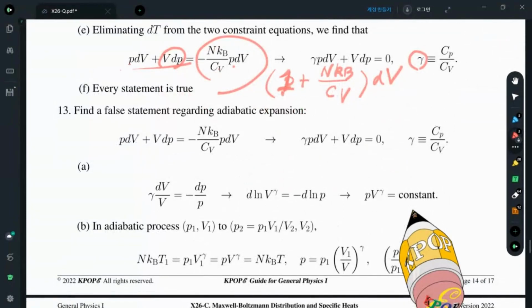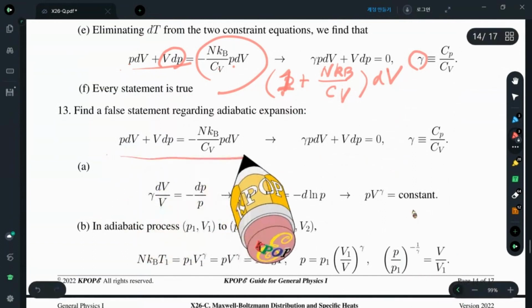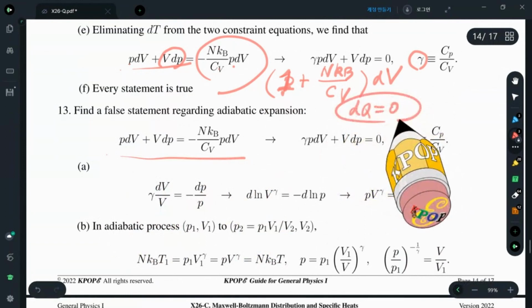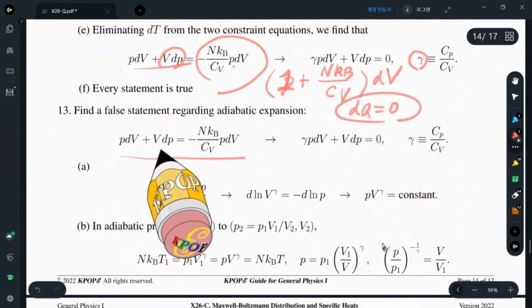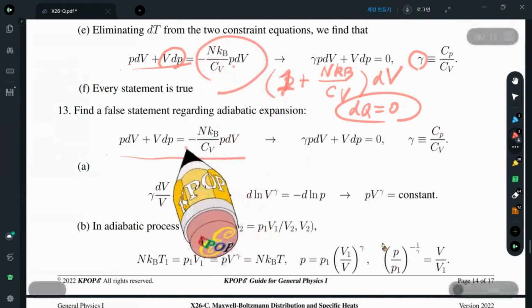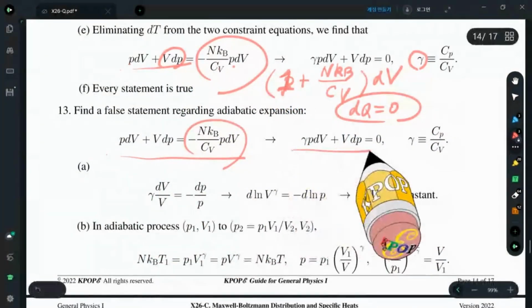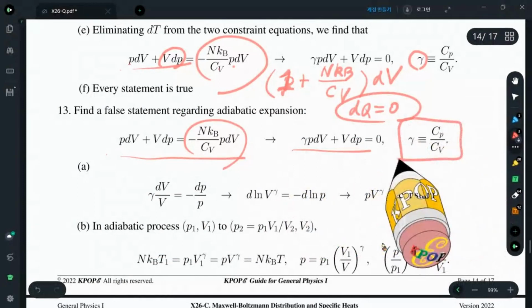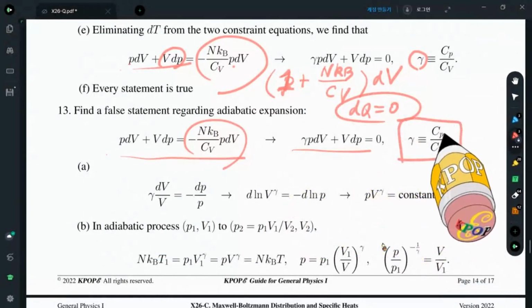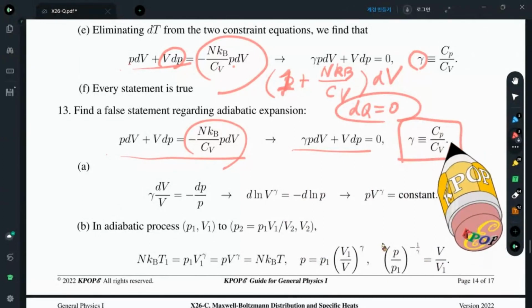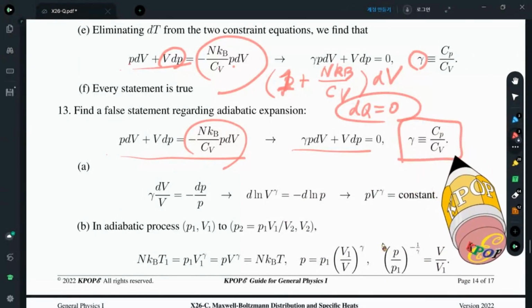Find the false statement regarding adiabatic expansion. Again, for an adiabatic process dQ equals 0. PdV plus VdP is this one. And again, gamma appears many times. Cp is the heat capacity at constant pressure, and gamma is Cp over Cv.